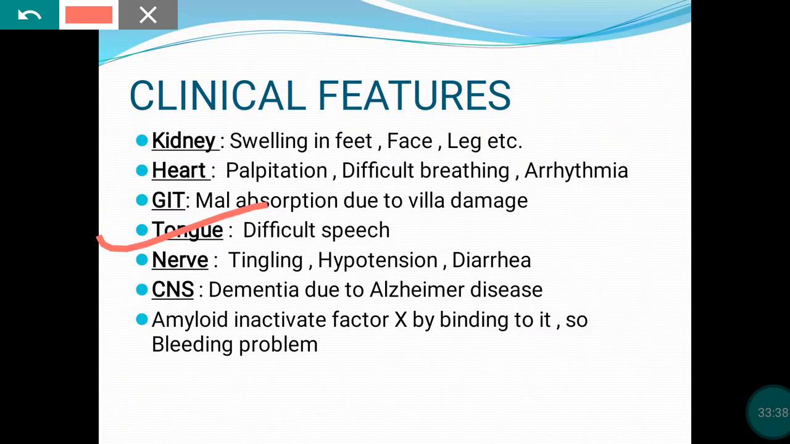Now you might know that our nerves control the blood pressure, right? And the gastric motions as well. So if your nerves are getting damaged, then you can have hypotension and diarrhea. Because of peripheral nerve involvement, you can have a tingling-like sensation because of neuropathy. And if the CNS is involved, then there can be dementia, like in Alzheimer's disease. The patient will have memory loss.